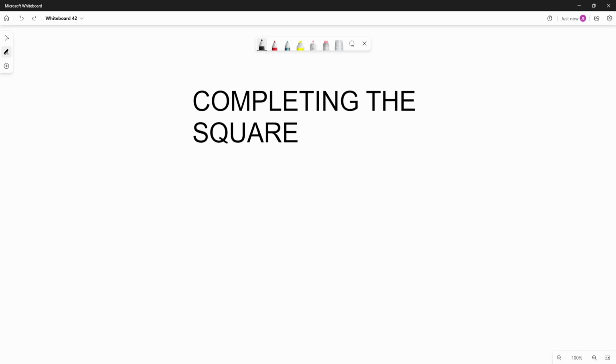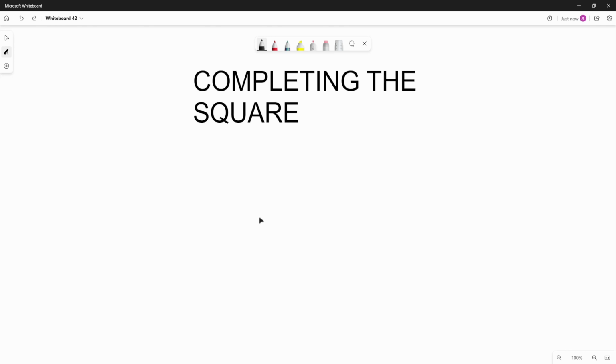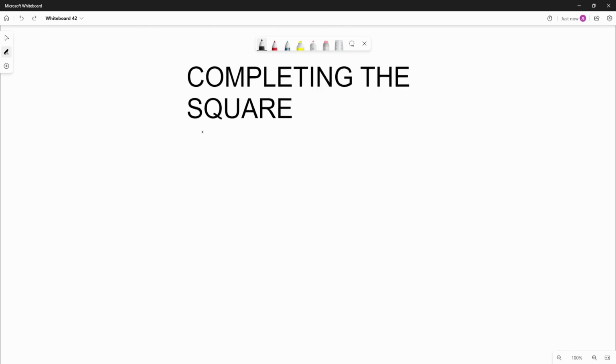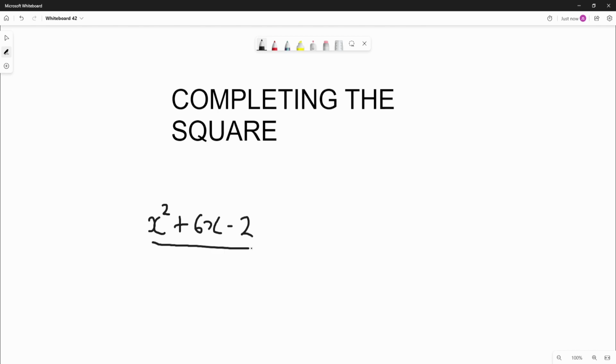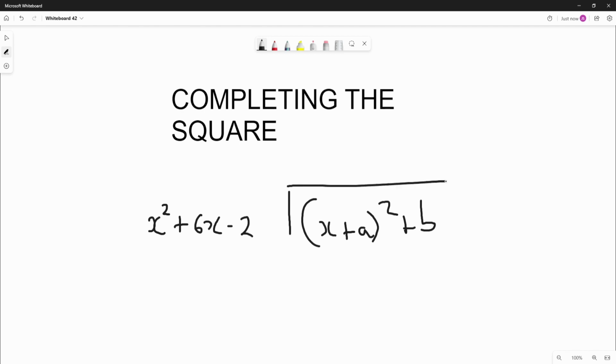Today we'll be looking at completing the square. Start off with a quadratic expression, x squared plus 6x minus 2, and you want this in this form, (x plus a) squared plus b. This is the form you want it in.